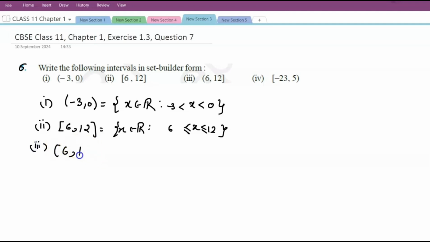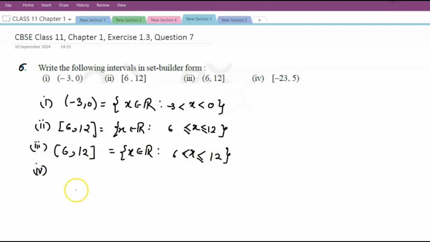The semi-open interval (6, 12], which is open at 6 but closed at 12, is a set x is a real number such that again x lies between 6 and 12. Now x is open on the 6 side, so we will write the less than sign, and it is closed at 12. Therefore, this sign should be less than or equal to 12. This means we are including 12.